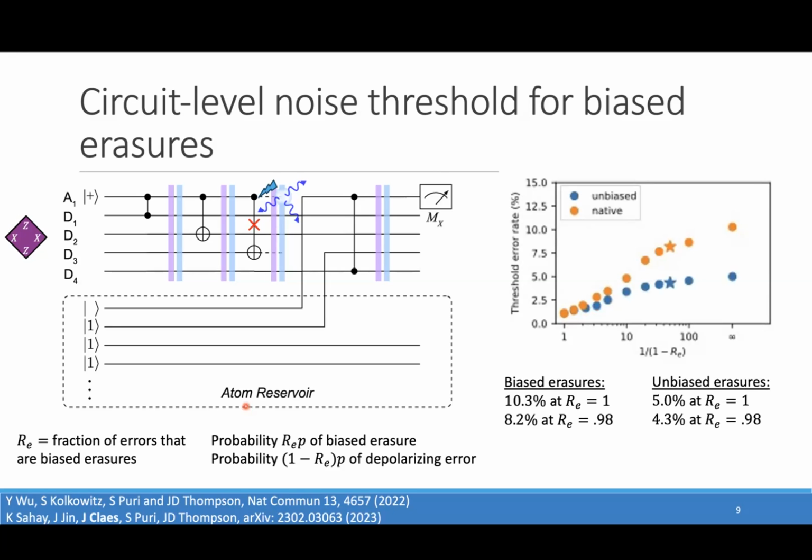And I just want to compare this to some previous work on unbiased erasures, where you could have X, Y, or Z Pauli errors. And there, the numbers are roughly half what we're getting. And this should all be compared to about 1% for pure Pauli depolarizing noise, which is happening at R equals 0.